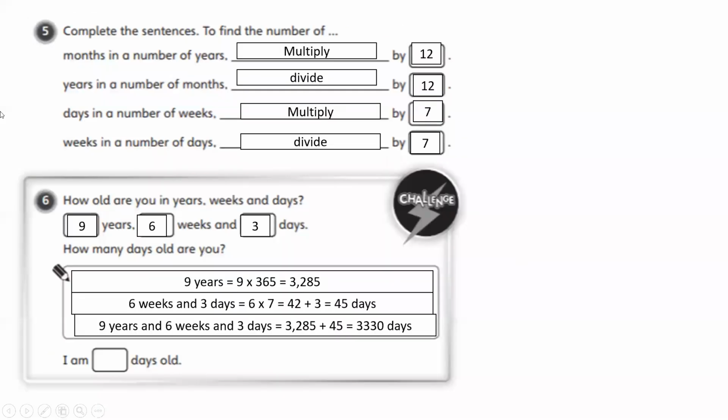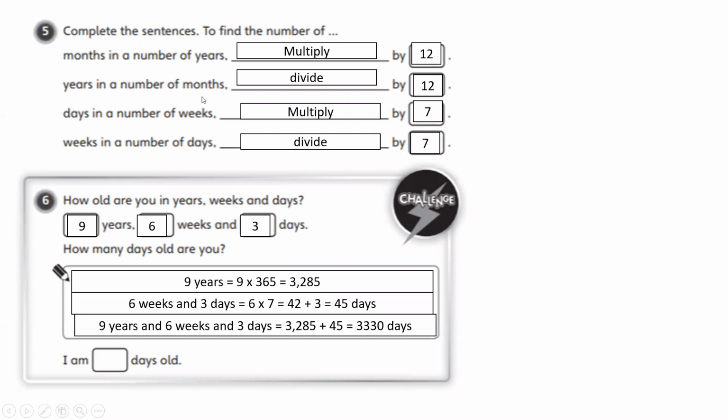Right, moving on to question 5, complete the sentences. So first one, to find the number of months in a year, what do I have to do? Well, 1 year is equal to 12 months, so I have to multiply it by 12. So 2 years would be equal to 24 months. Yeah, that makes sense. Then this one, find the number of years in a group of months.